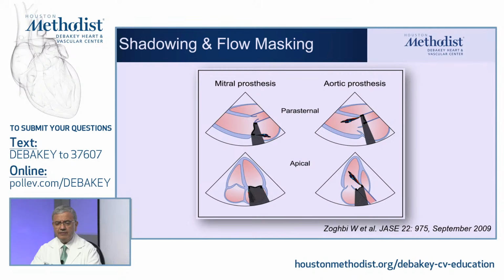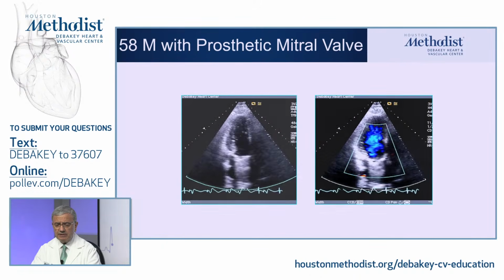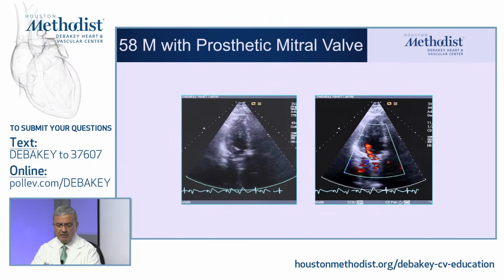Notice also that for echo Doppler, for both imaging as well as flow, you may have shadowing and flow masking. It happens much less in the aortic position, obviously, because you could see the jet either in the parasternal or in the apical views, as opposed to in the mitral position, particularly in mechanical valves, where you could have shadowing and masking, and therefore the flow masking occurs also in Doppler interrogation. And this is such an example here.